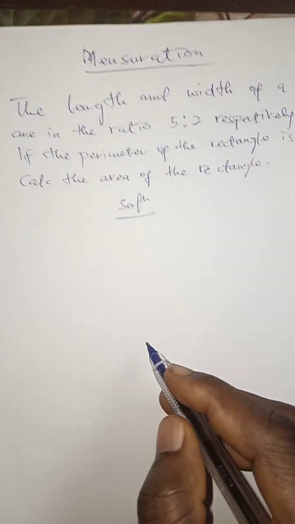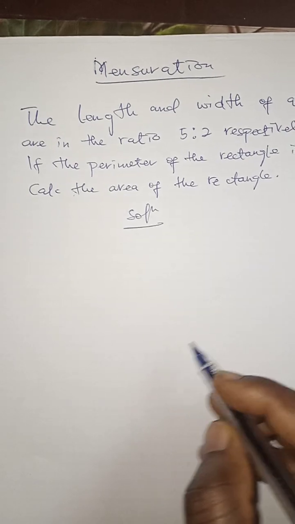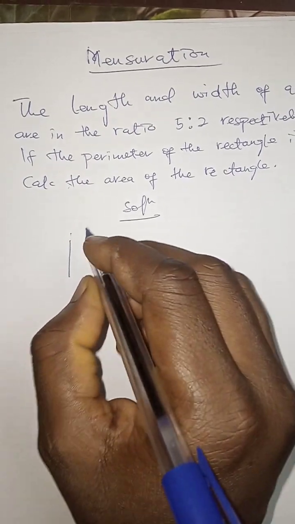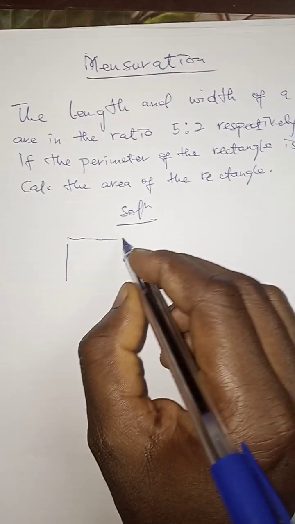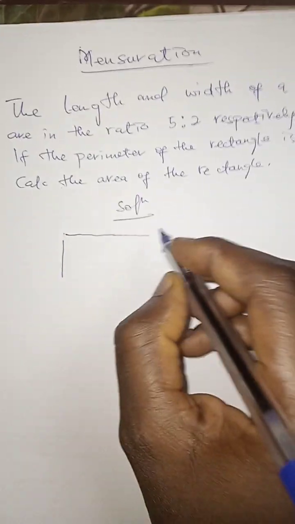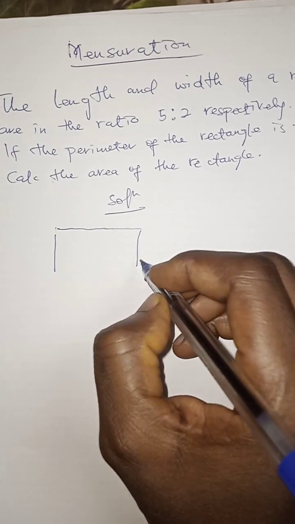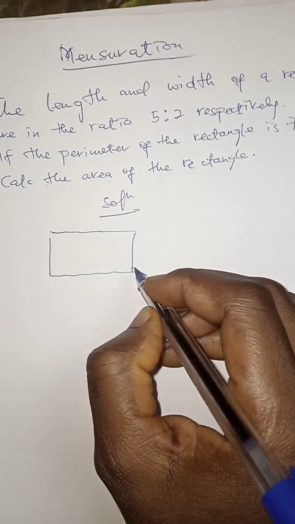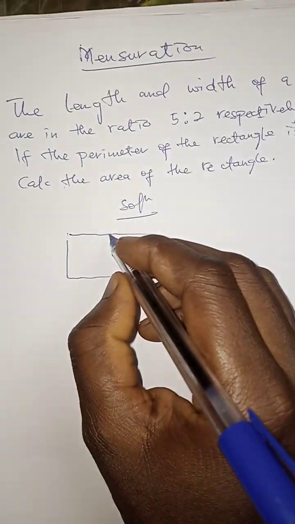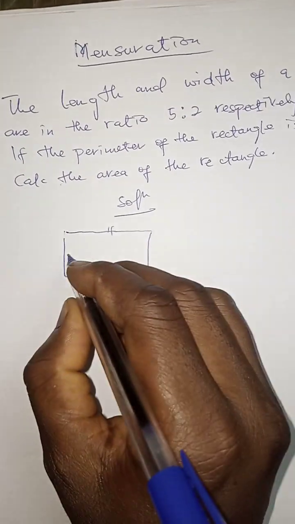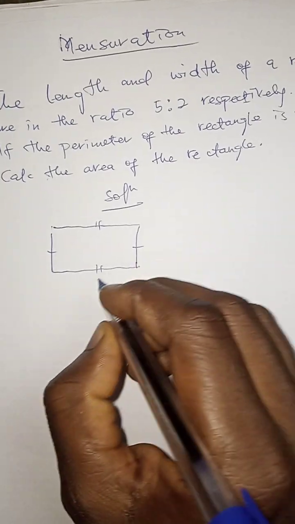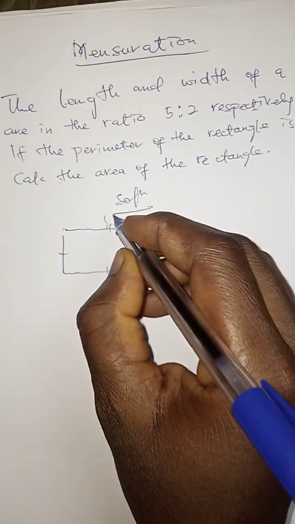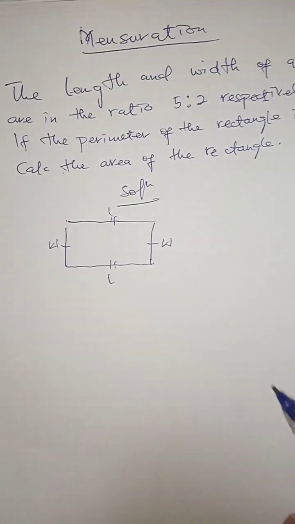Okay, so first let's draw our rectangle to guide us. A rectangle is a four-sided figure with two opposite sides being equal. So this is a sketch of our rectangle. This side is equal to this side, and this side is equal to this side. So this is our length, this is our width. Here is also length, here is width.